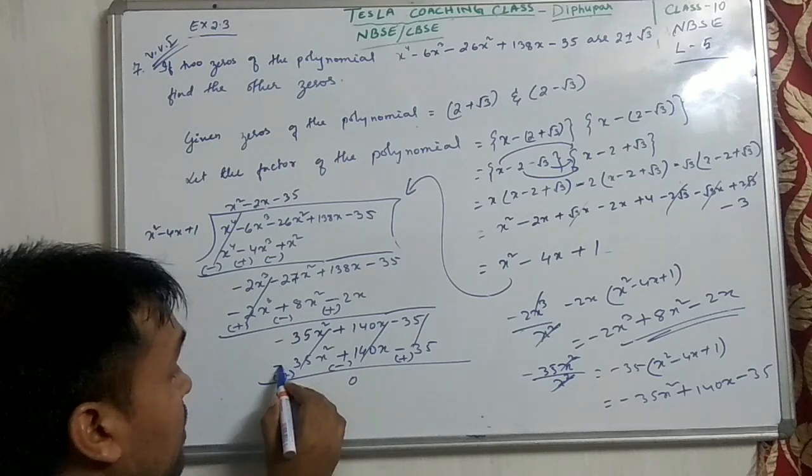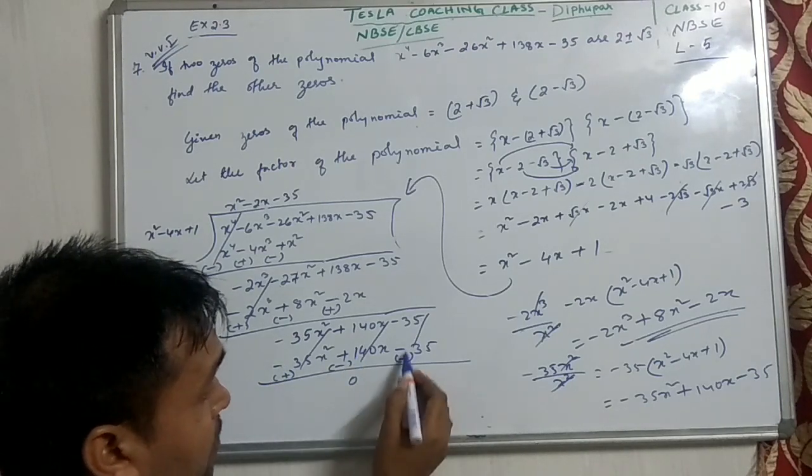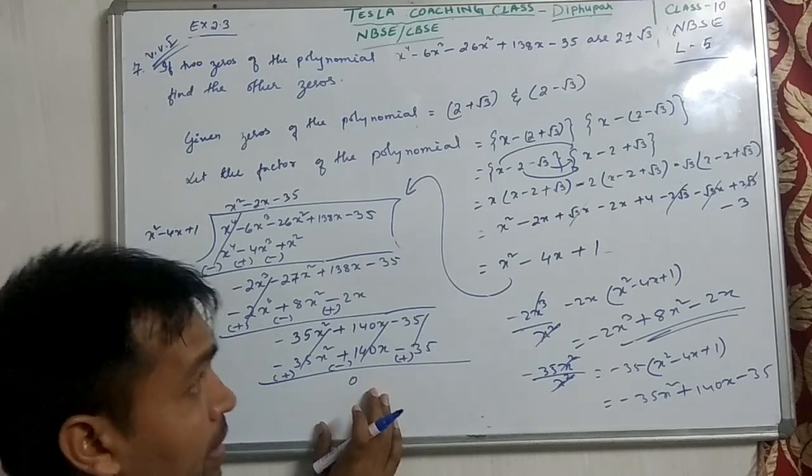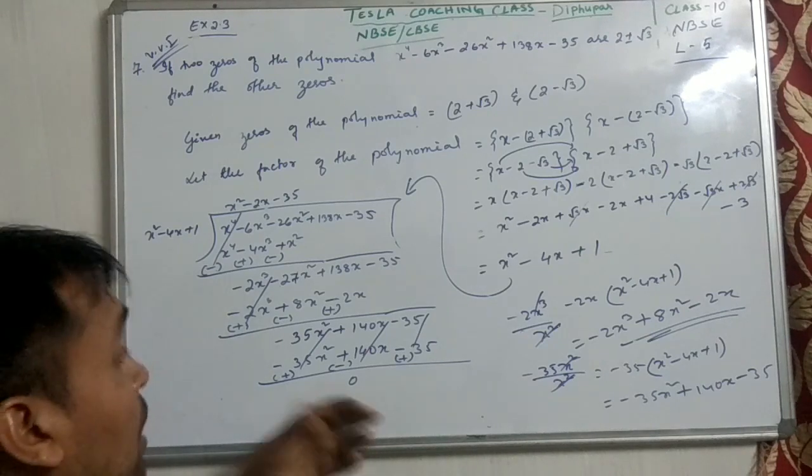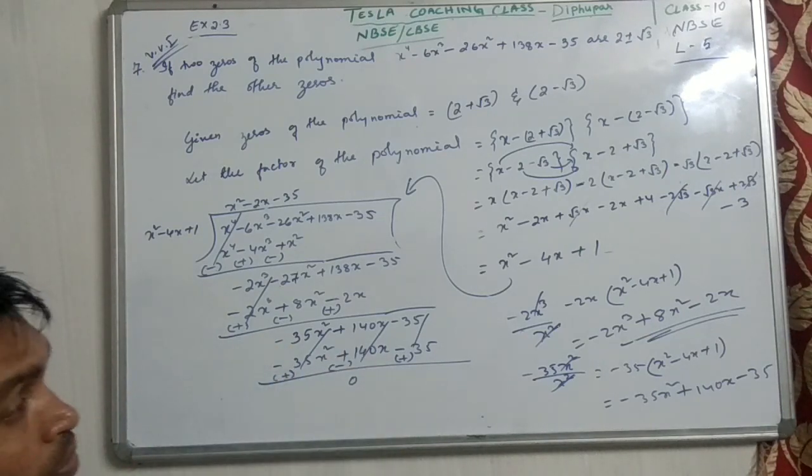Now we are changing the sign. This is minus, so plus, plus, minus, minus, plus. So we got the remainder 0. Okay, now we are going to proceed further. This question is not complete. Now we are going to proceed further. First of all, you take it down.